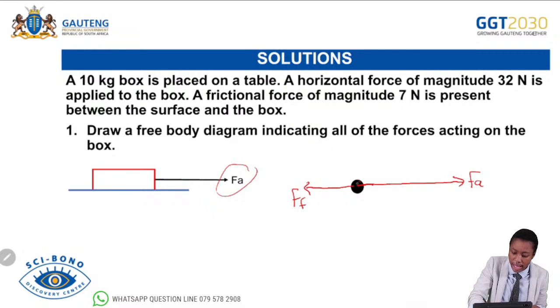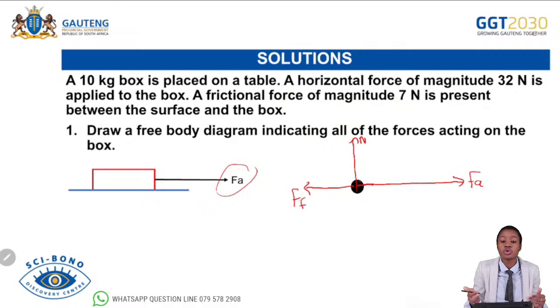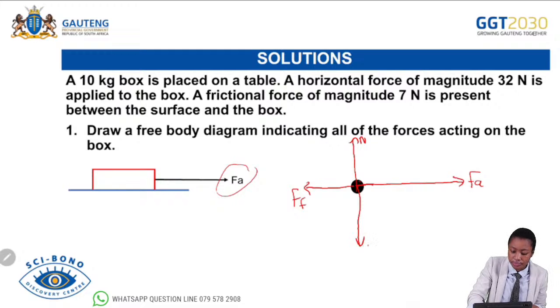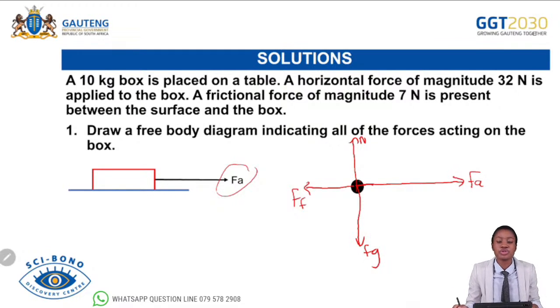Then I will have the force that is applied by the surface, called the normal force. And lastly, I will have my Fg, which is the force of gravity. So there you have your 4 marks. It's a mark for each of these vectors, right?